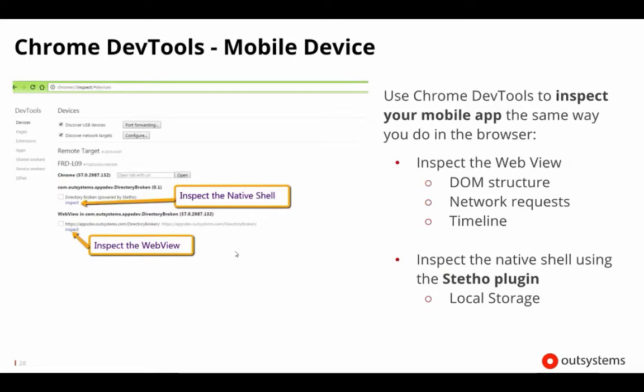I'm also using a plugin called Stetho that's available on the OutSystems Forge that allows you to do the same for the native shell as well. Now, this becomes really useful when you want to inspect the local storage on your device. Because local storage is a native feature, you won't be able to look at it if you're just inspecting the web view, okay?